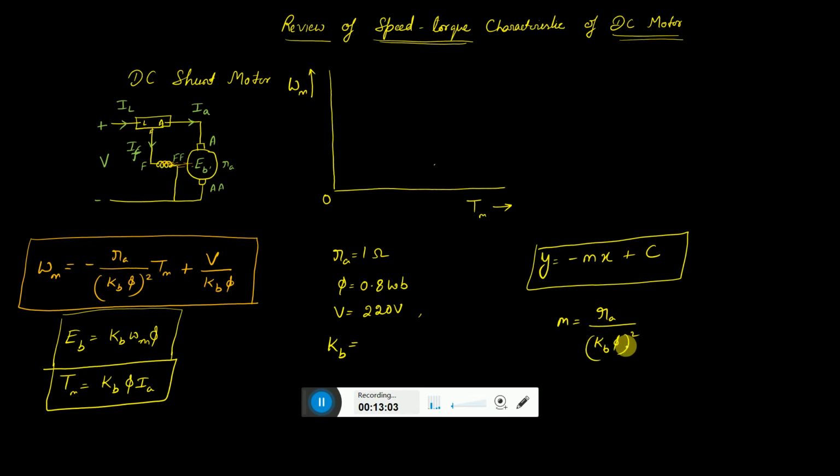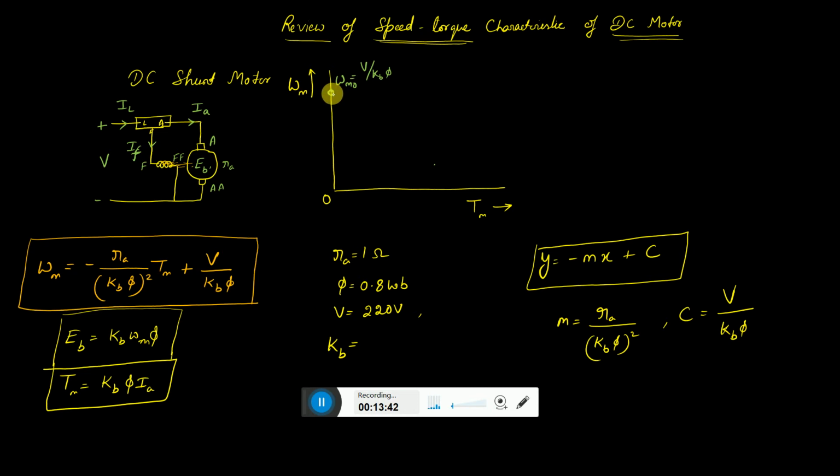So like this, the denominator is a very high value, so the slope is very low, and another is the C. C is V by KB phi. Obviously V on the top is a very high value, so we'll get the starting point over here, and this will be called omega m0, the intersection point on the y-axis, which is nothing but V by KB phi.